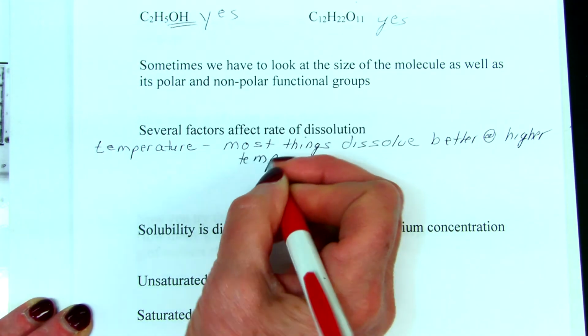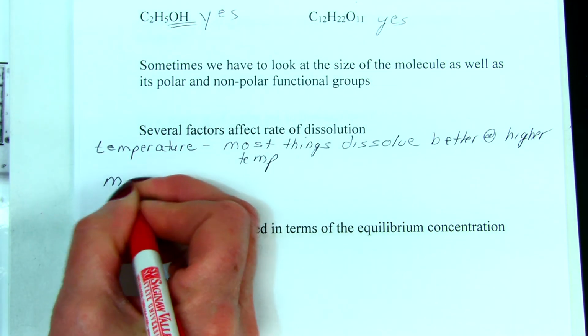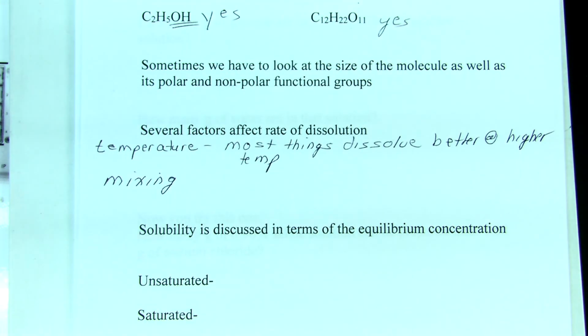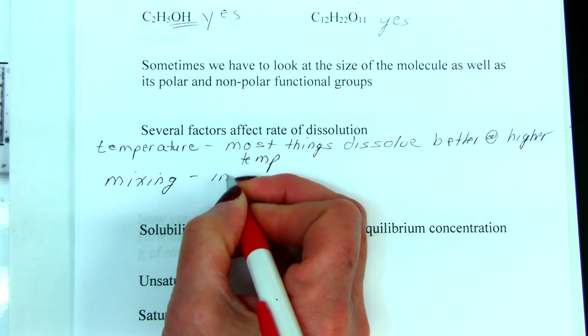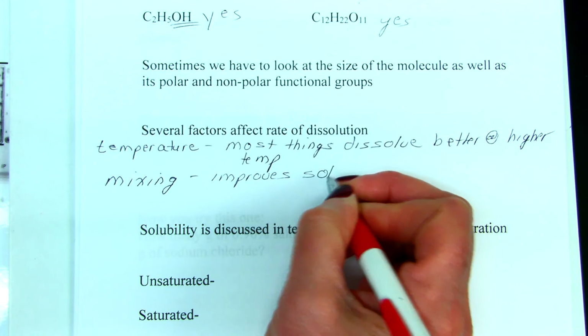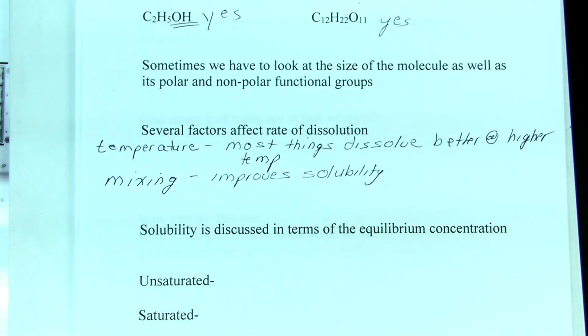So temperature is the first thing that can help increase solubility. The next thing that can help is mixing. If you start stirring that sugary mixture, you can get it to dissolve faster. So mixing improves solubility.